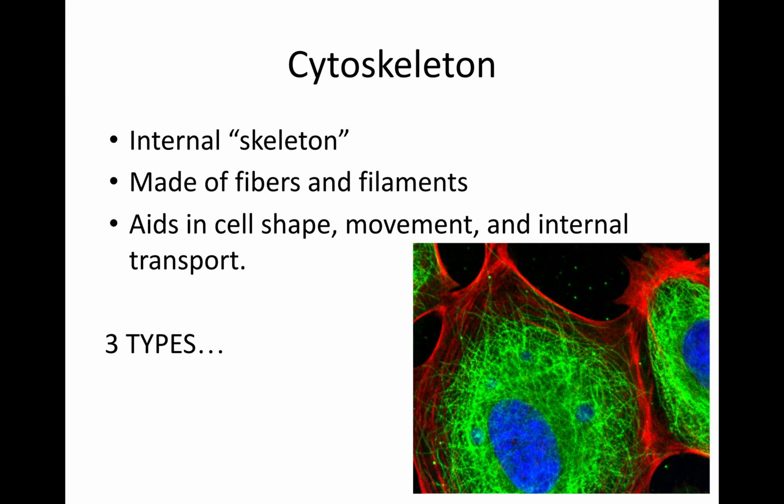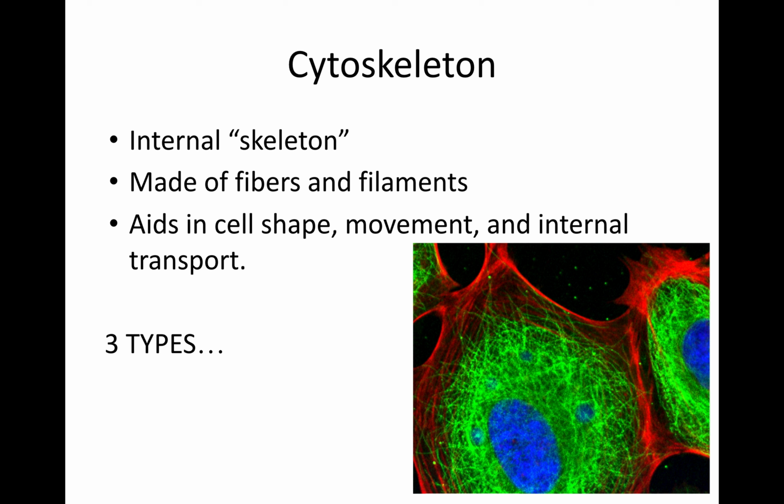Section 8 is the cytoskeleton. Remember, this is like the highway of the cell. It's just everywhere. It helps things move about. It's the internal skeleton. It's made of fibers and filaments.